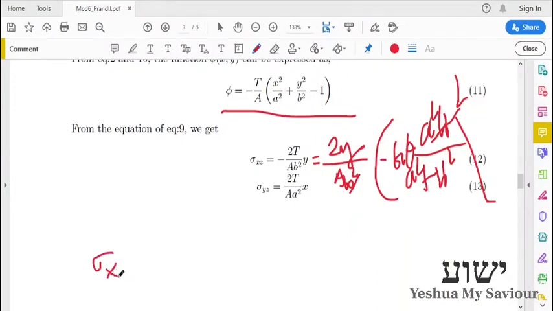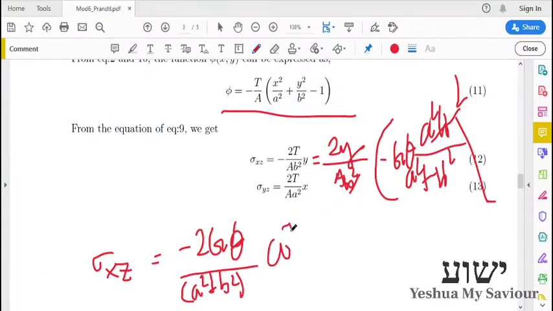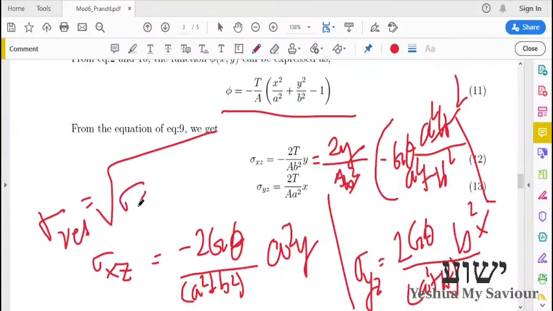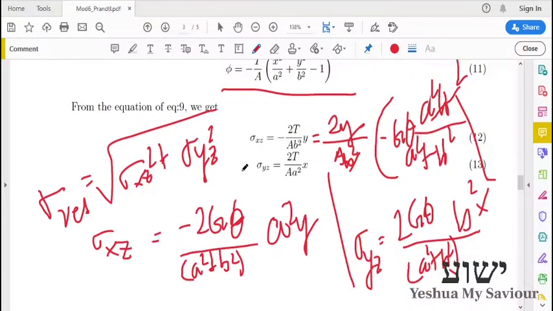So we get sigma x z is equal to minus 2 g theta y by a square plus b square, and sigma y z is equal to 2 g theta x by a square plus b square. And obviously, we can find out the resultant of sigma x z square and sigma y z square. You can do it yourself. Okay, that's it.